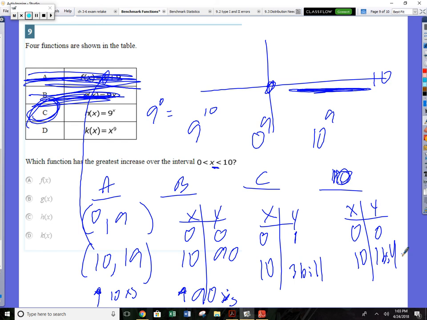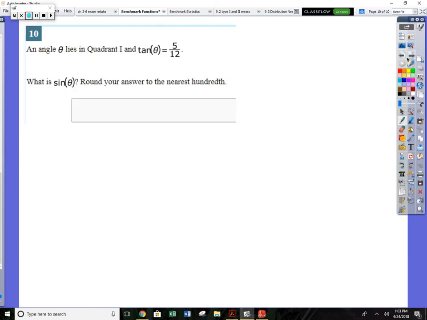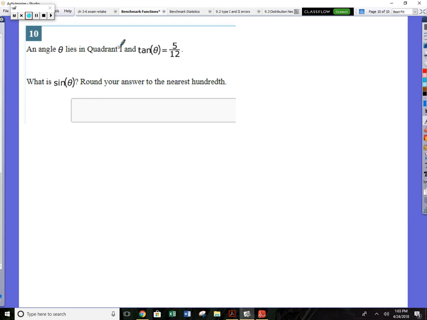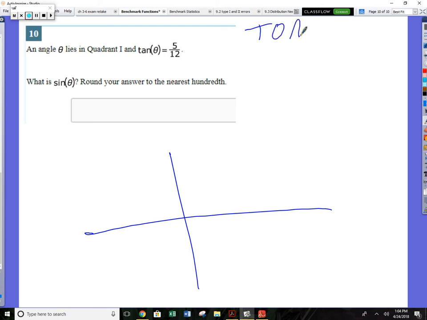Last one. Okay, number 10. This one is guaranteed going to be on. This is good. An angle theta lies in quadrant 1. So let's draw quadrant 1. Okay, tangent of theta is 5 over 12. Now tangent, you got to remember this. Tangent is TOA. So this piece is the opposite. This piece is your adjacent.